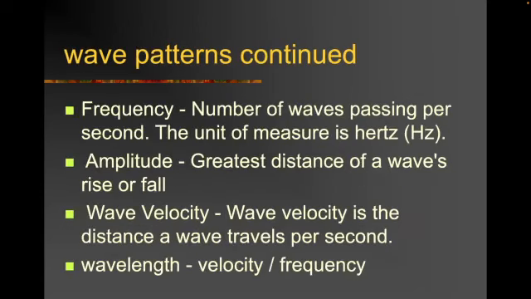Now, the frequency would be the number of waves passing per second, with the unit measure being the hertz, but then the amplitude would be the greatest distance of a wave's rise or fall. And the wave velocity is the distance that a wave will travel per second. So how do I figure out the wavelength? It has to be the velocity divided by the frequency.